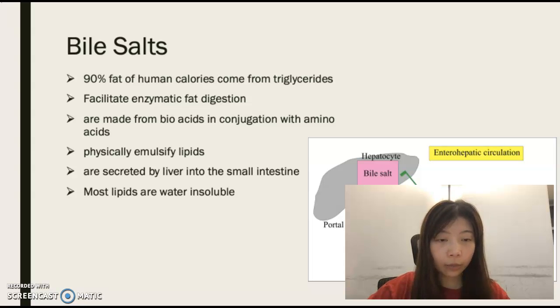Bile salts can help break down the coarse emulsion into smaller, more stable particles that clump together when digestion exposes only surface molecules to lipase enzymes. Bile salts secreted into the small intestine physically emulsify lipids. They separate lipid clumps and increase surface area.